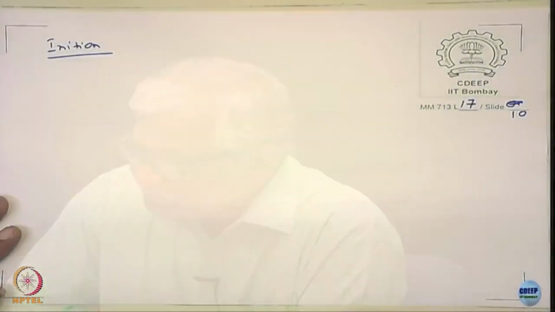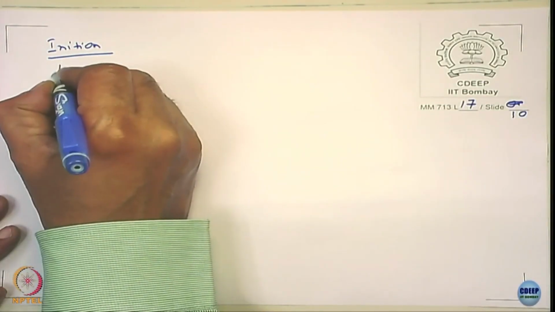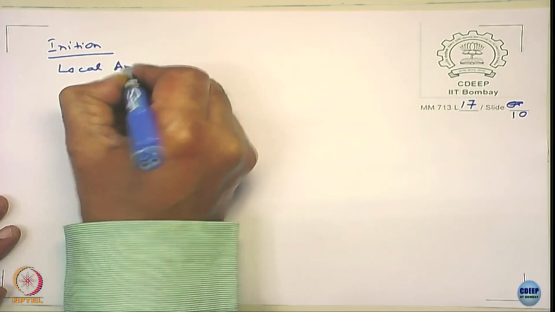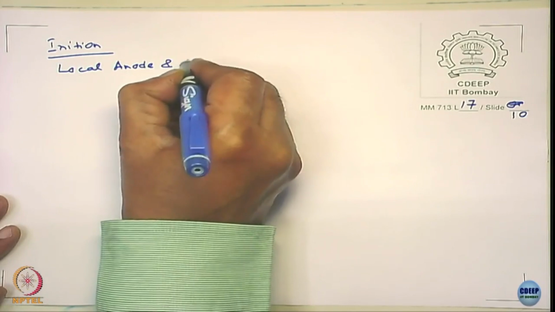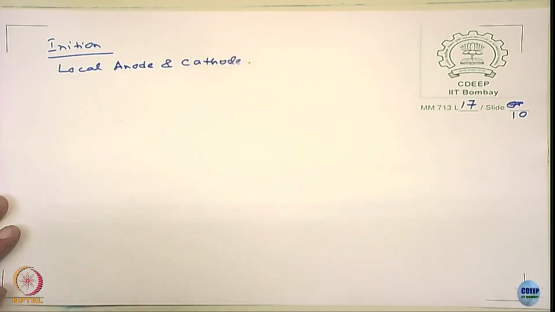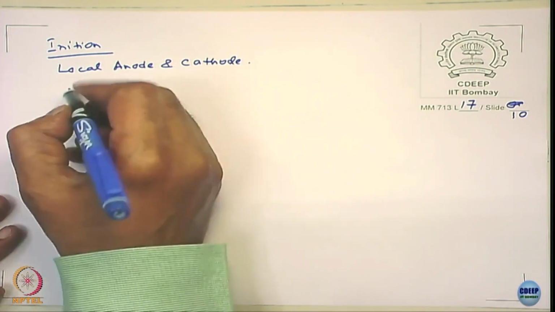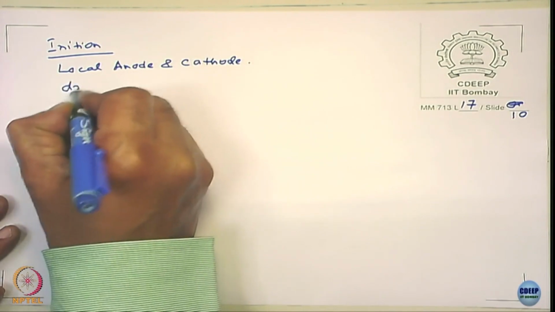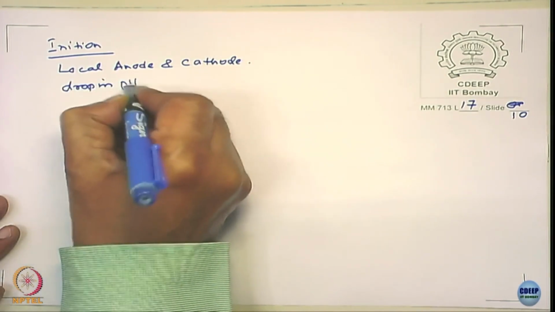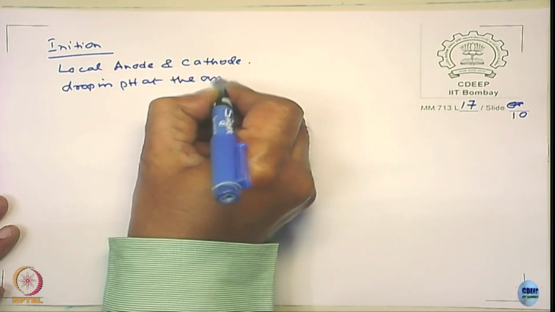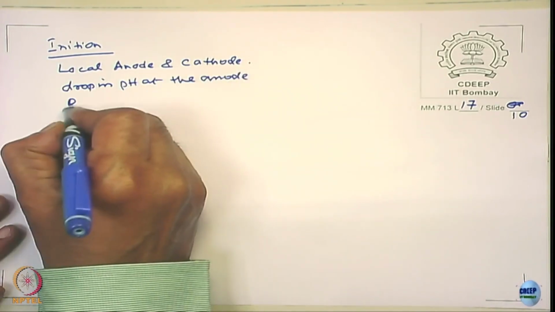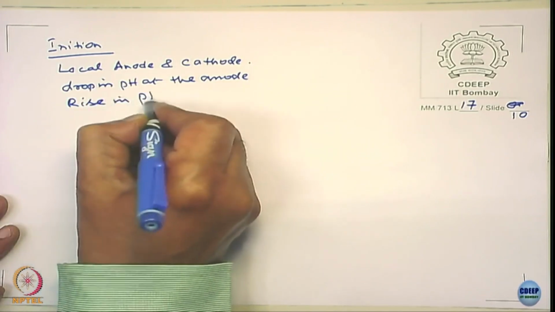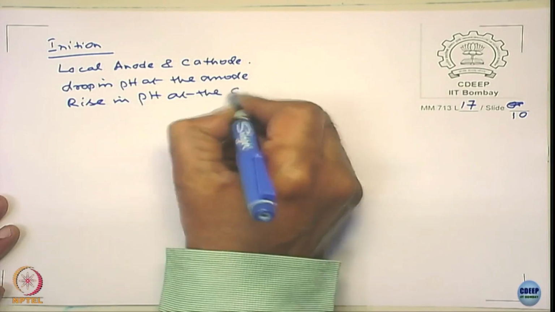So if I summarize the initiation, it leads to local anode and local cathode. It leads to a drop in pH on the anode and a small rise in pH on the cathode.